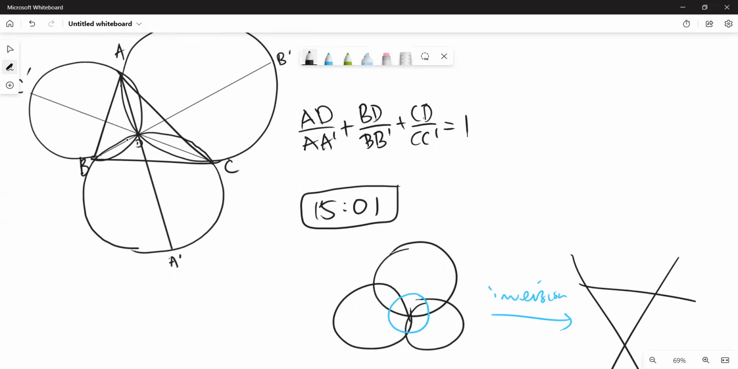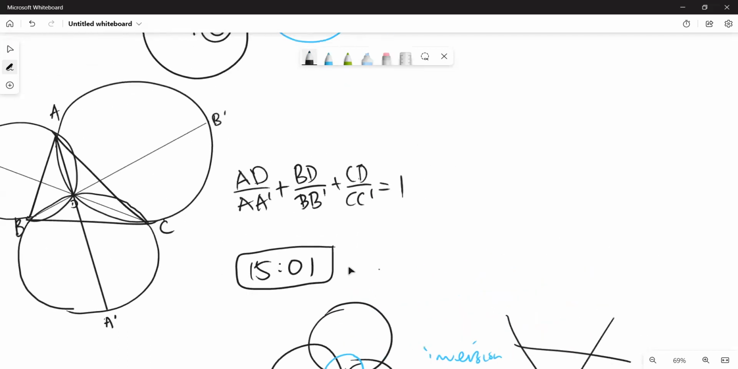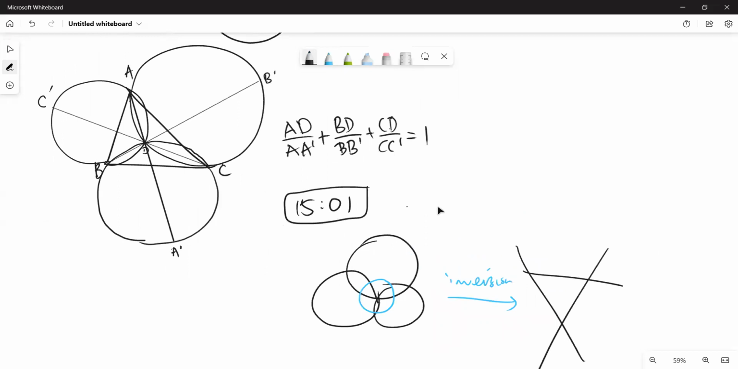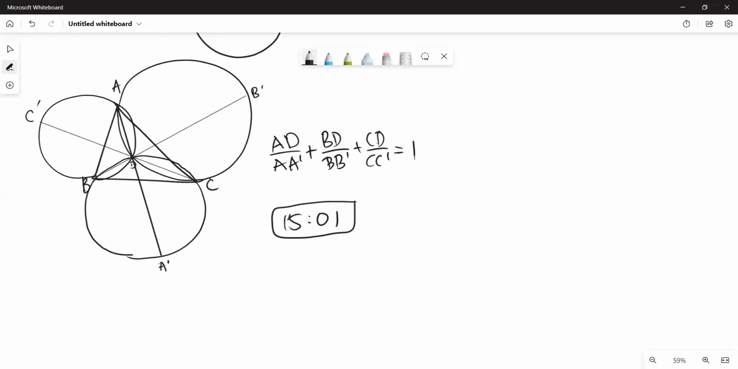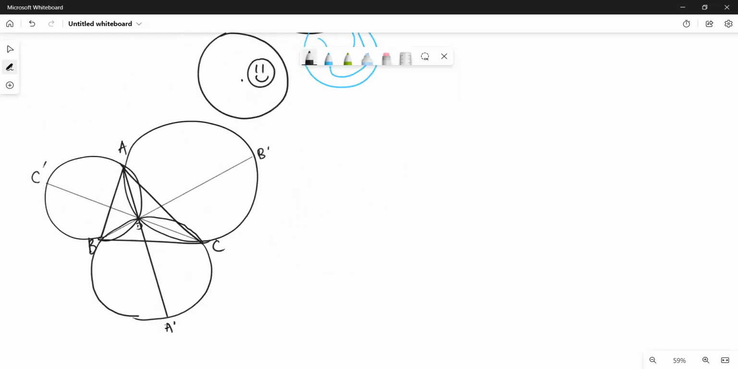In fact, we don't even have to consider the lines AB, AC, and BC. We just have to consider them as points. So what matters is the three circles, and we're going to do an inversion. I'm not going to overlap the inverted image onto the same diagram, otherwise it will be extremely ugly. So I'm just going to draw a new diagram representing the inverted image.